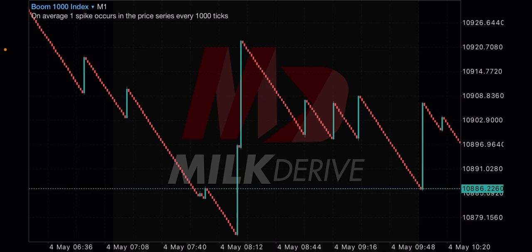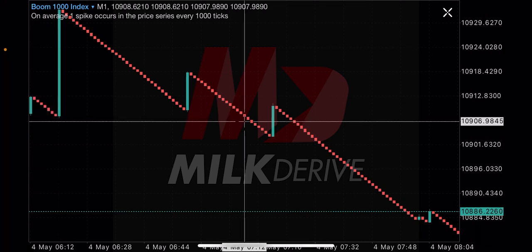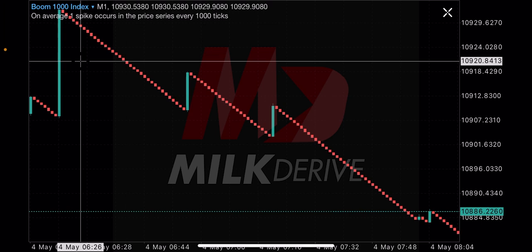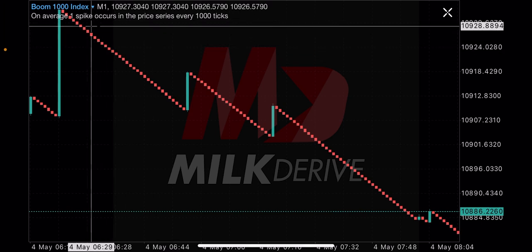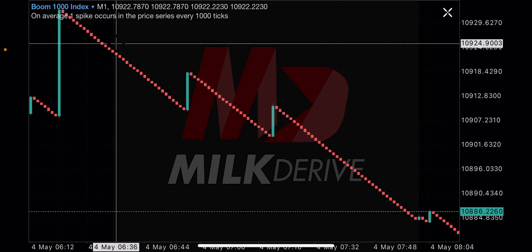I'm going to repeat what I said. The boom index is a selling market, and a spike in the boom index is a buy, while the crash index is a buying market, and a spike in the crash index is a sell. It's just vice versa. They are two opposite items, and they are not traded the same way volatility indices are traded. Their lot sizes are not the same thing. They don't work the same way, because these ones have spikes.